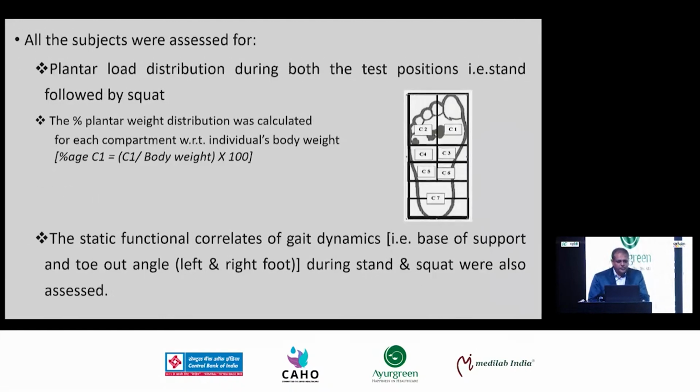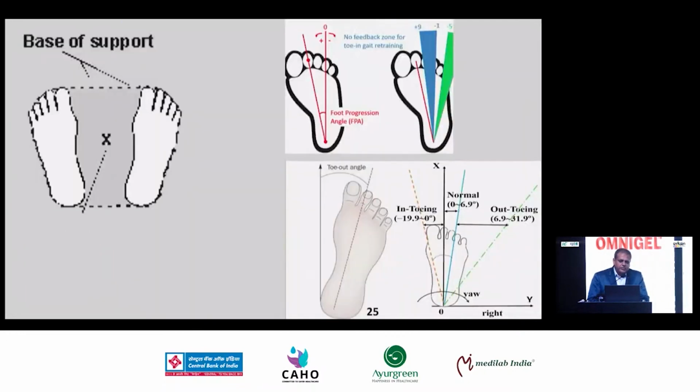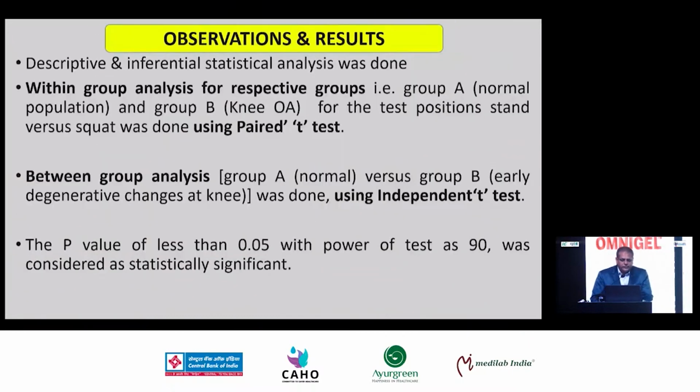All these subjects were assessed for plantar weight percentage and load distribution in the different compartments of the foot: the greater toe in the first row and the lateral 3 toes, the anterior and posterior half of the medial arch, the anterior and posterior half of the lateral border, and the heel region. This is how we conducted the study.